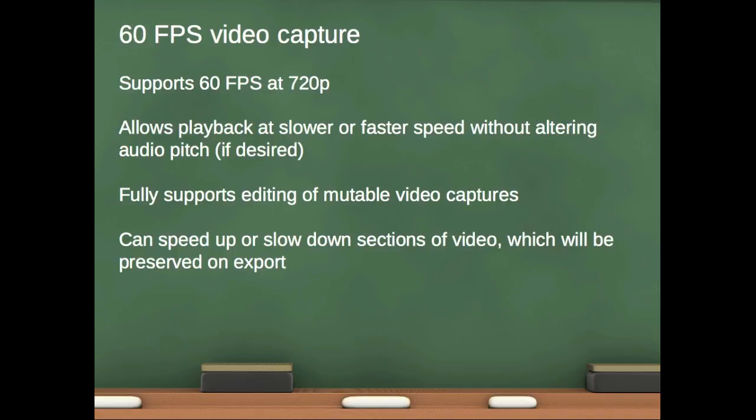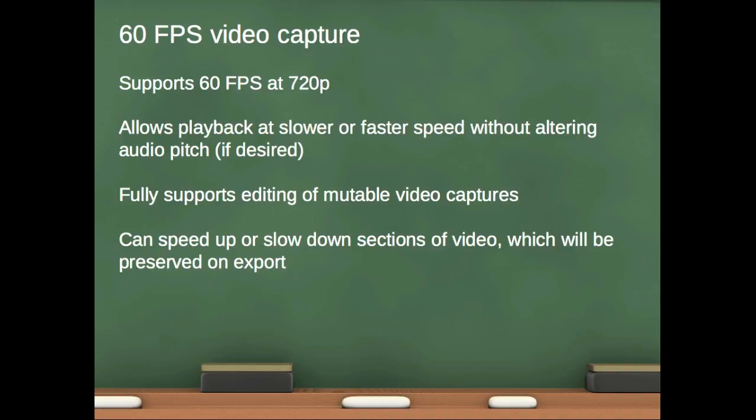So now some high points on the 60 frame per second video capture. We will have a demo on this, but I'm only spending one slide here. It supports 60 frame per second all the way up to 720p resolution. It will allow playback at a slower or faster speed without altering the pitch of the audio if we desire to do that. Of course, we can still play back faster, raising the pitch of the audio as it would normally do, or play back slower, lowering the pitch of the audio. But if we desire to retain the pitch, then we can have audio playback during faster or slower video playback without altering that pitch at all.